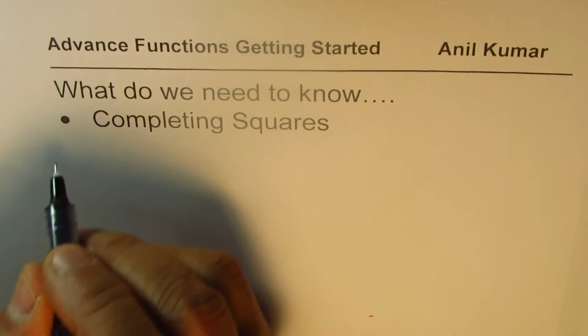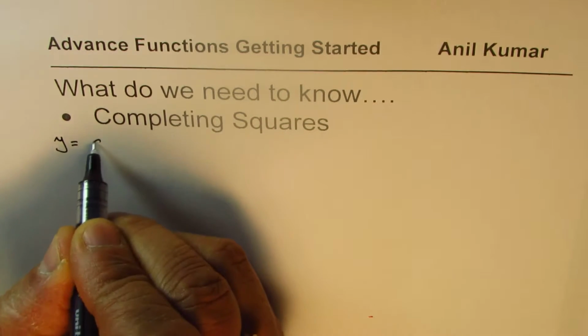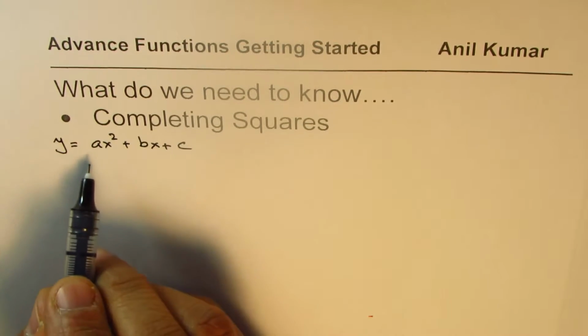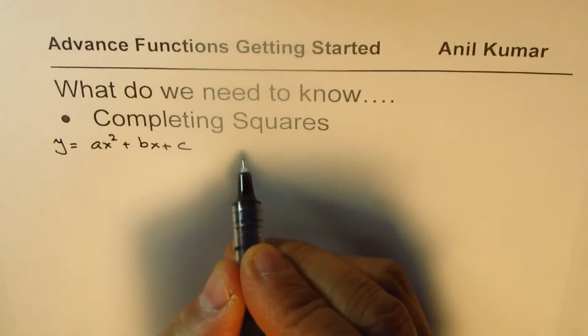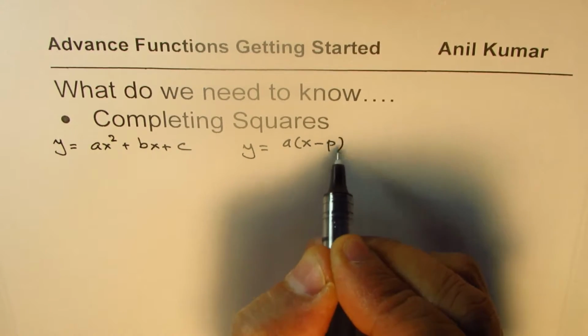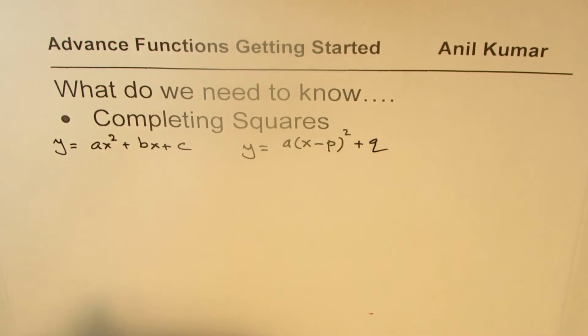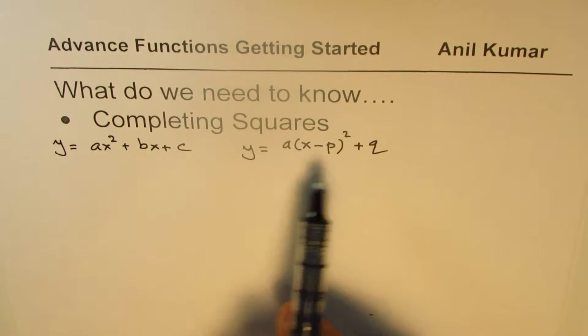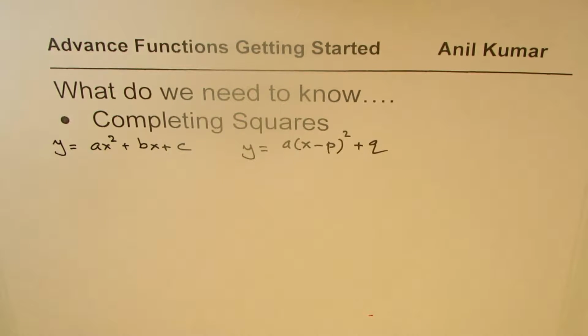What I'm trying to say here is that if I'm given an equation as y equals ax squared plus bx plus c, and if I have to write this equation in the form of a times (x minus b) whole squared plus q, that is called the vertex form. In that case, we'll need the completing the squares method.